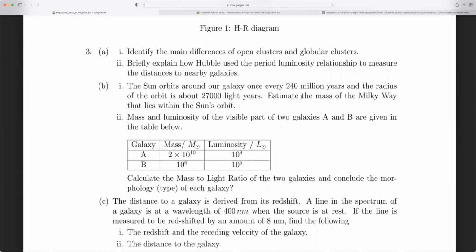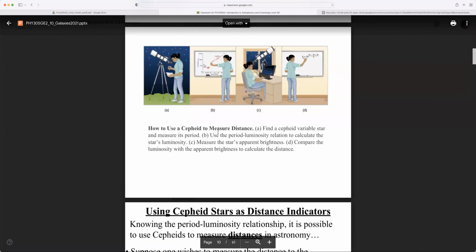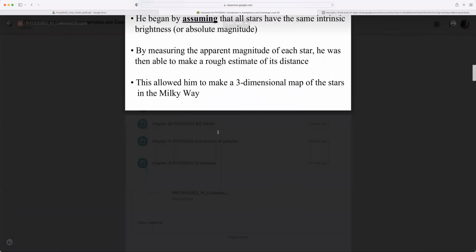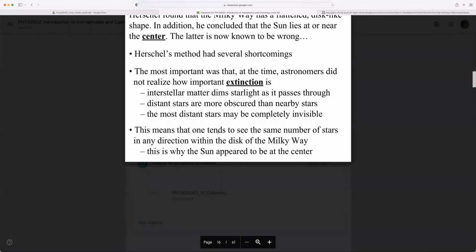Now, the next question is, you can see that the sun orbits around our galaxy once every 240 million years, and the radius of the orbit is about 27,000 light years. You have to estimate the mass of the Milky Way that lies within the sun's orbit. Something that I have already mentioned in these lectures if you go down.